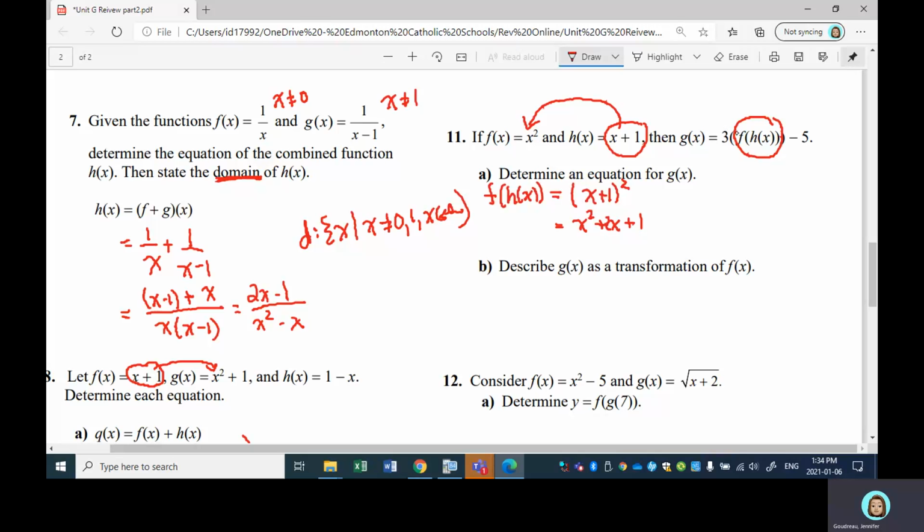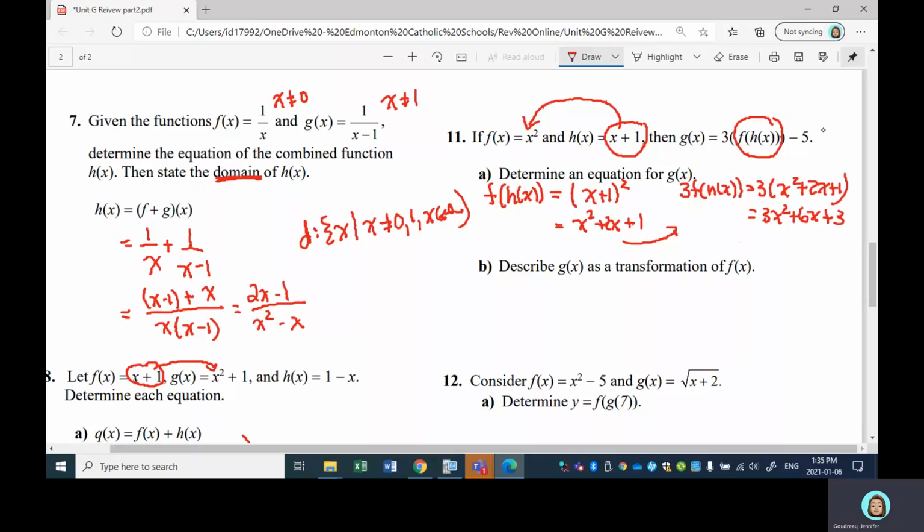But notice that we have the 3 and we have the 5 in front. So what we need to do is keep going here. We can do the 3 first. So we're going to take our composite function, which we just found, and multiply it by 3. So 3 f at h at x is going to be 3 times x squared plus 2x plus 1, which is going to give us 3x squared plus 6x plus 3.